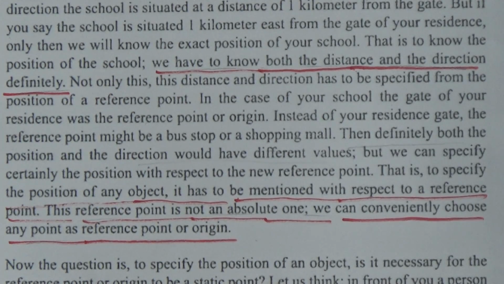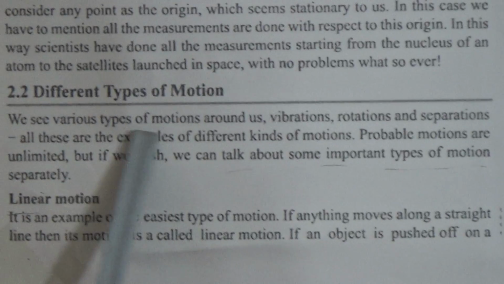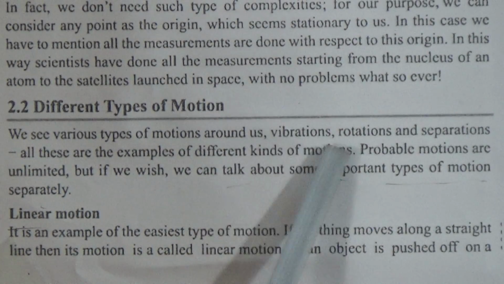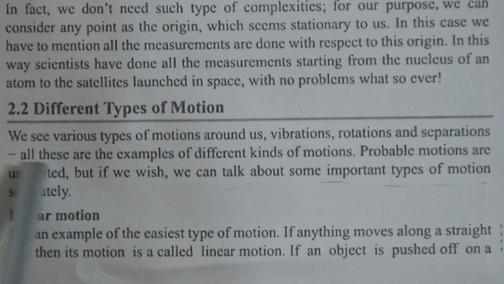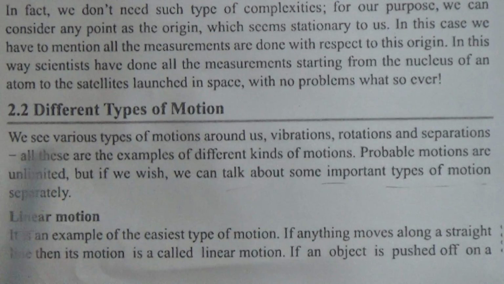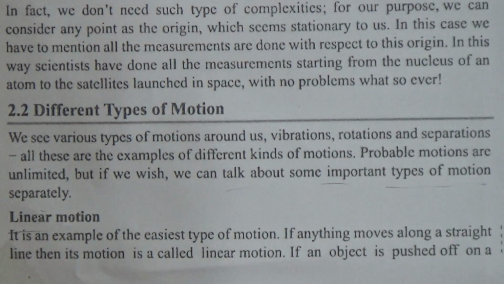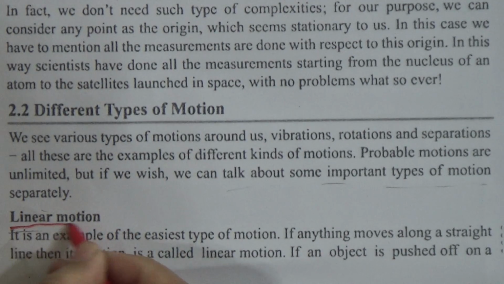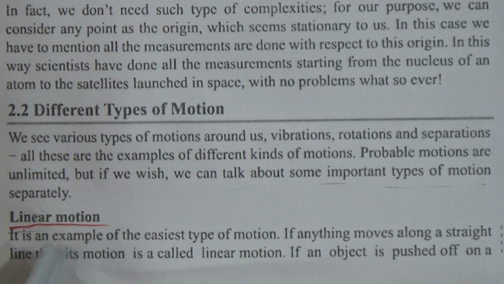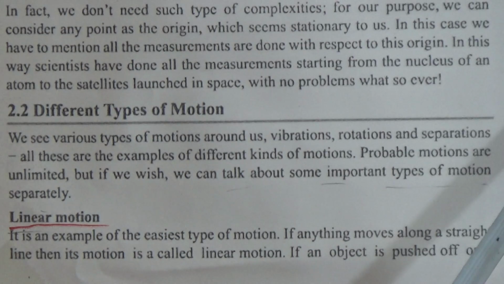My dear students, now we will discuss different types of motion. We see various types of motion around us: vibration, rotation, and so on. All these are examples of different kinds of motion, and possible motions are unlimited, but if we wish, we can talk about some important types of motion separately. At first, we will discuss linear motion. This one is very important, my dear students. We will discuss now: linear motion, circular motion, translational motion, periodic motion, and simple harmonic motion.